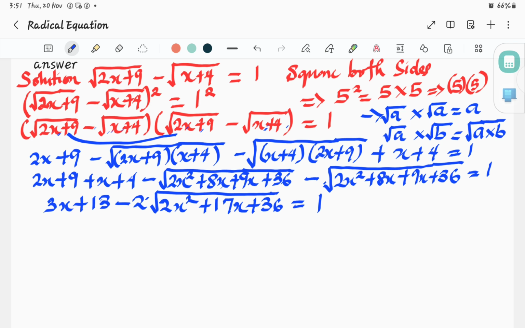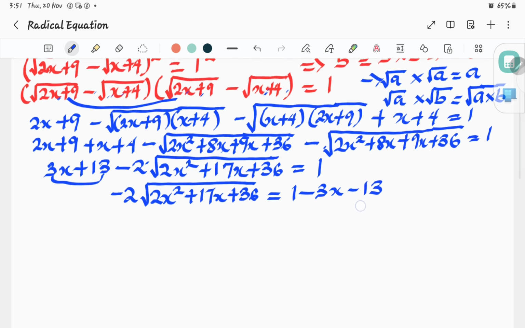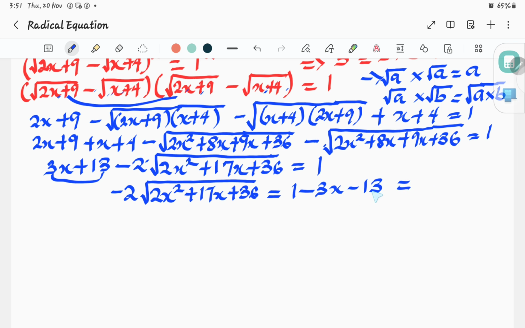So the next thing we want to do is separate the radicands again. On this side, we want to remove this and take it to the right hand side. So we have negative 2 root, we have 2x squared plus 17x plus 36 equals 1 minus 3x minus 13. And that's going to give us, this side of the equation will give us negative 3x. 1 minus 13, that's going to give us negative 12.